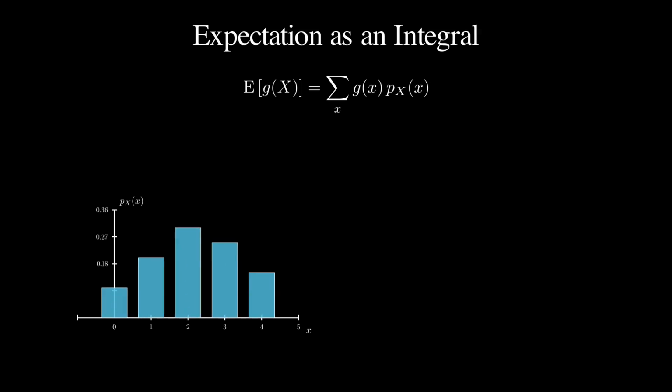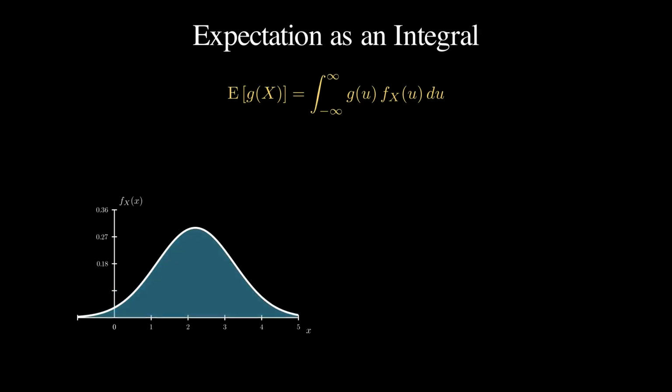Expectation crosses the bridge the same way. In Chapter 6, the expected value of g of x weighed each value by its probability, mass, and summed. Replace the sum by an integral and the mass by density times length, and the sentence survives word for word. The expectation of g of x is the integral of g times the density. Every tool from that chapter rides along for free.